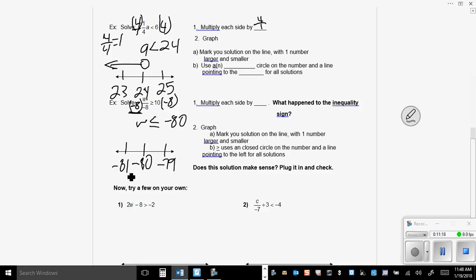Is that going to be open or closed circle? That is going to be a closed circle. Good job. Now it says it's less than. Which number is less than -80? -81. So we're going to go to the left, and we have done that perfectly.